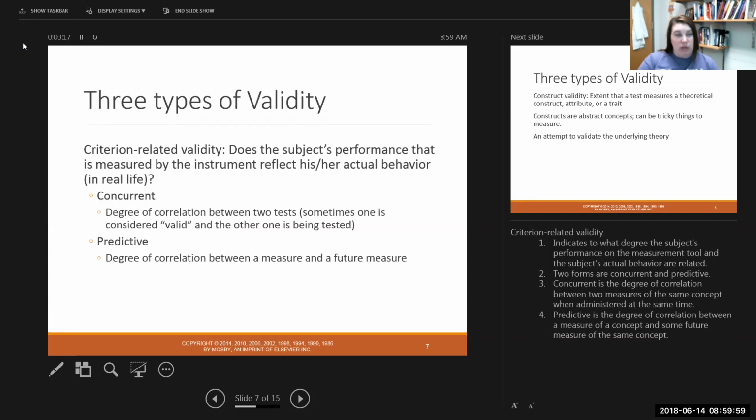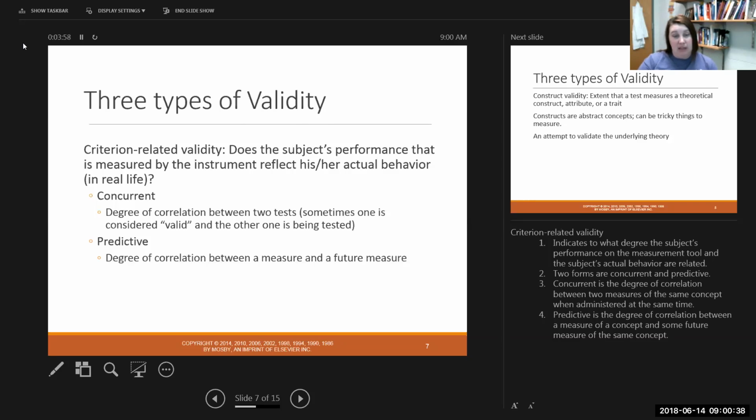There is also criterion-related validity. Does the subject performance that is measured by the instrument reflect his or her actual behavior in real life? As we know, as people are being measured, perhaps their true way of being can be skewed a little bit. So again, it indicates to what degree the subject's performance on a measurement tool and the subject's actual behavior are related. There are 2 forms of this: concurrent and predictive. With concurrent, it is the degree of correlation between 2 measures of the same concept when they're administered at the same time.